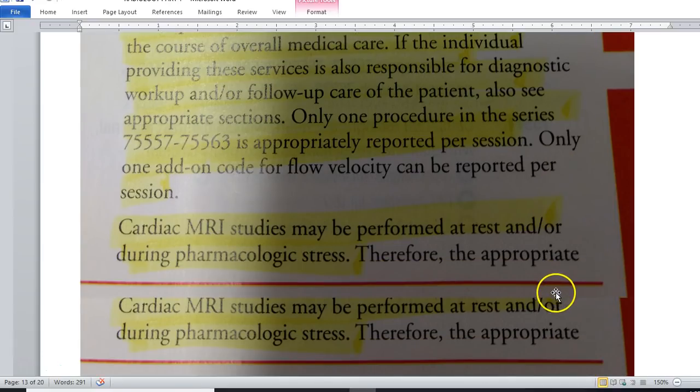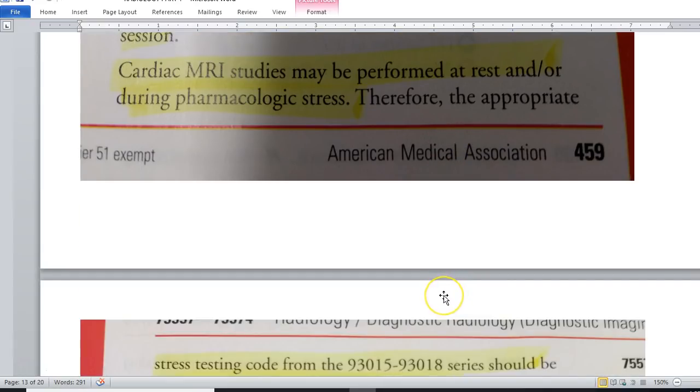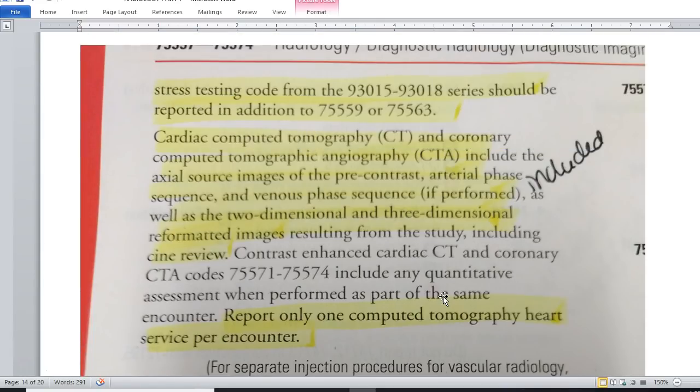So again, per session. That means if the patient has a cardiac MRI at 9 o'clock in the morning, another one at 4 o'clock in the afternoon, those are different sessions. Keep that in mind. Now, cardiac MRI studies may be performed at rest and/or during pharmacologic stress. Therefore, the appropriate stress testing codes from the 93015 to 93018 series should be reported in addition to 75559 or 75563.